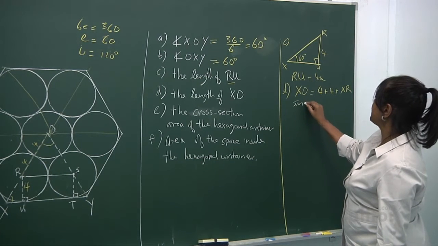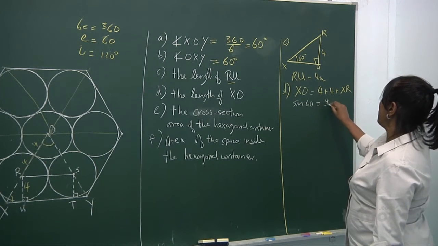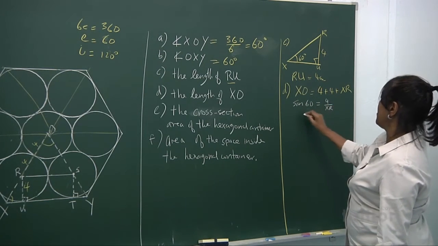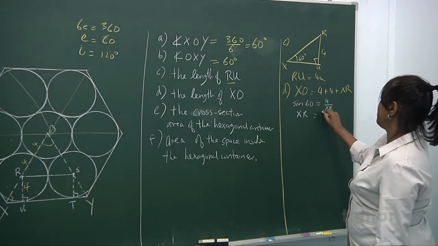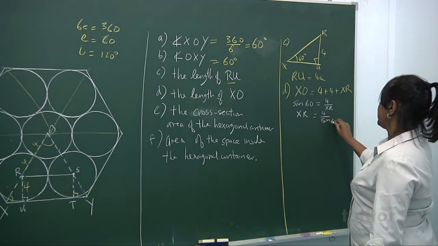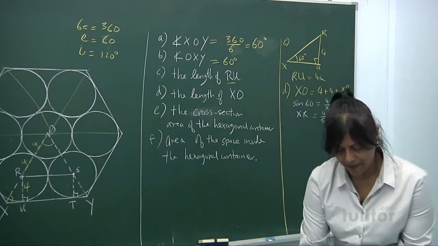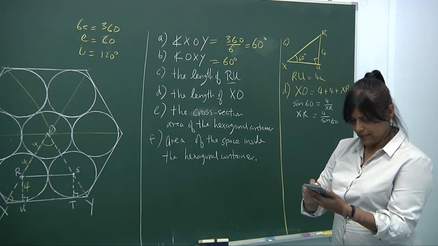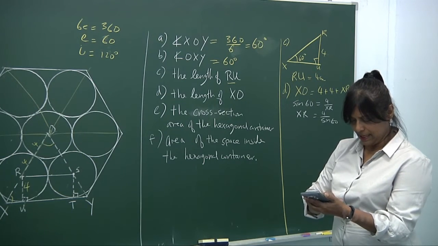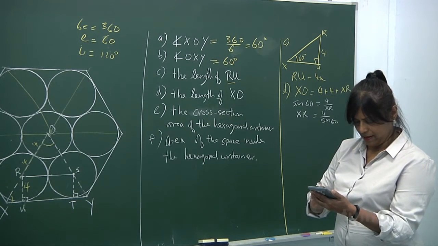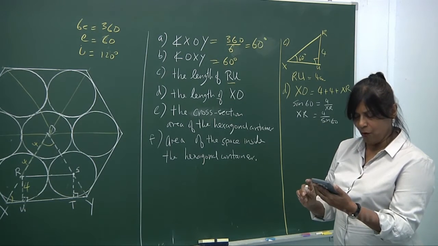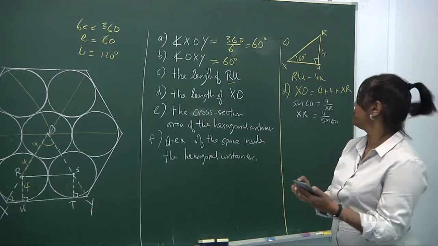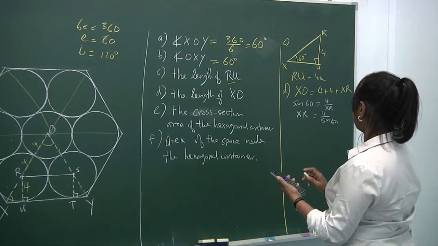Sine 60 degrees is 4 over XR. So your XR is going to be 4 divided by sine 60. 4 divided by sine 60, and you've got your answer.